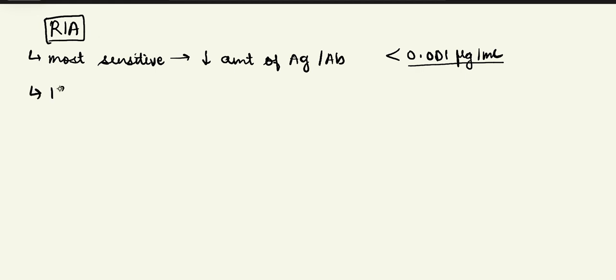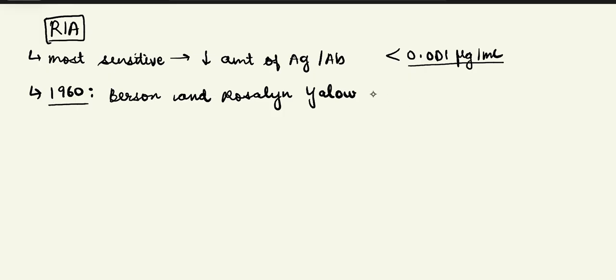The RIA was first used by Berson and Rosalyn Yalow. They introduced this technique in 1960, and they were working on the insulin hormone, so they were performing this RIA on that only. So this was done by Berson and Rosalyn Yalow in 1960.